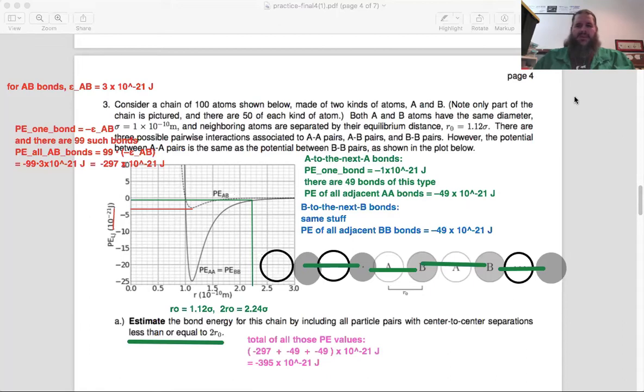Without counting how many bonds there are, the problem is we need to know how many bonds there are so that we can figure out what to multiply the energy per bond with. We have the energy of one bond, -297 or -49 or whatever, but you need to know how many bonds there are so you can multiply the energy per bond times the number of bonds of that type.